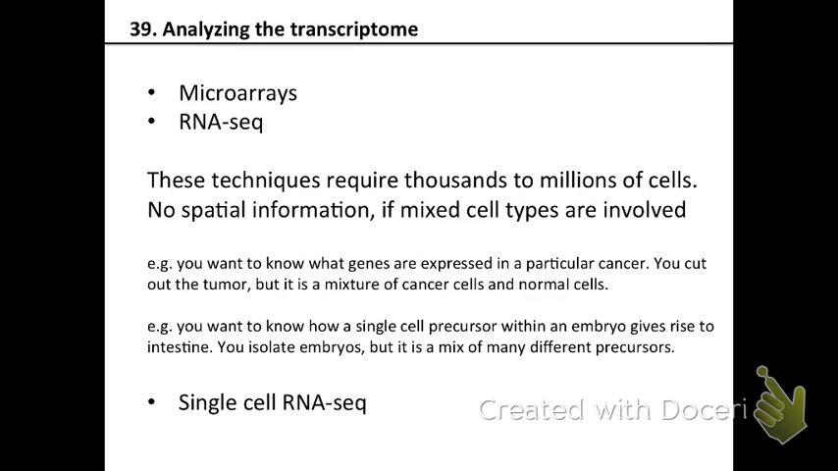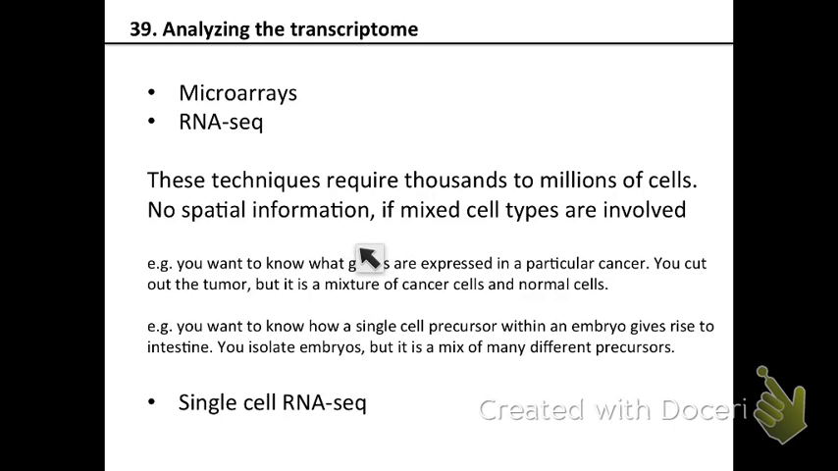All right. So these microarrays and RNA-seq are awesome, but they require the collection and isolation of a population of cells, okay? So they're limited. They require thousands to millions of cells, and you get no spatial information, right? So you don't know where genes are expressed in a tissue or anything, because you take that tissue and put it in a tube. You lost all that information, right?